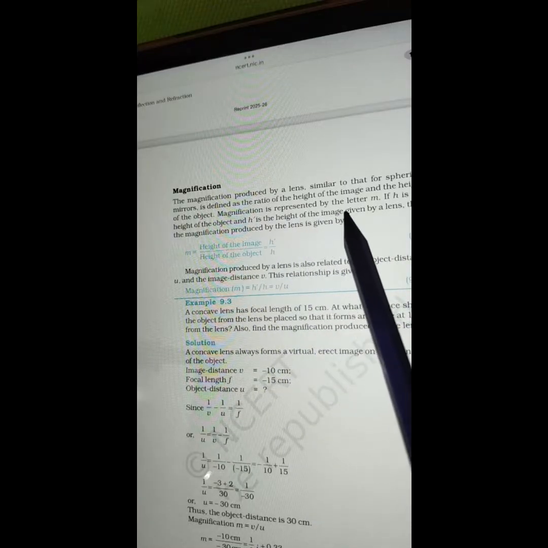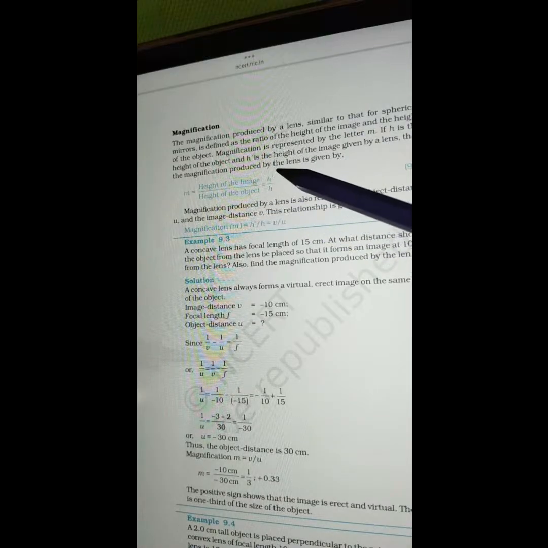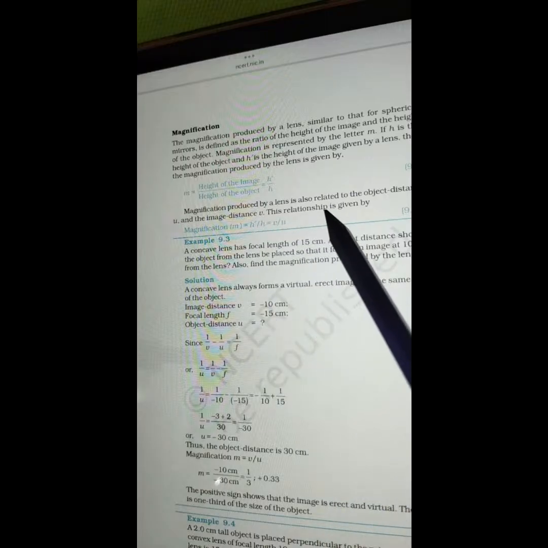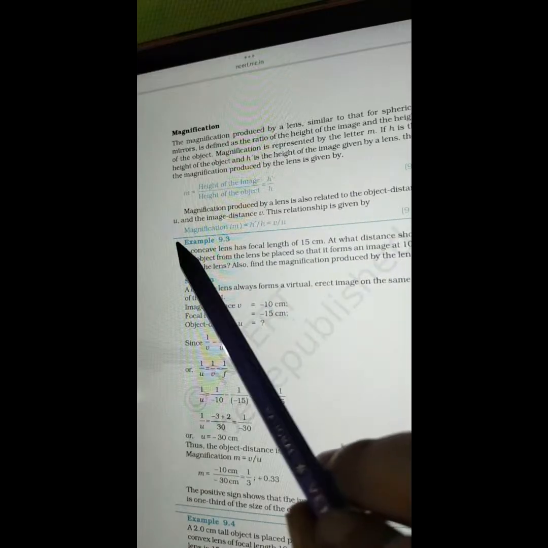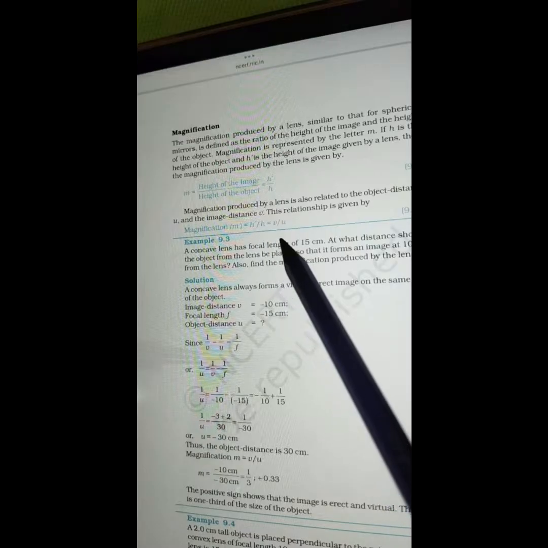Magnification is represented by the letter M. If h is the height of the object and h dash is the height of the image given by a lens, then the magnification produced by the lens will be calculated as the height of the image divided by the height of the object, so h dash upon h. Magnification produced by a lens is also related to the object distance u and the image distance v. This relationship is given as m is equal to h dash upon h is equal to v by u.